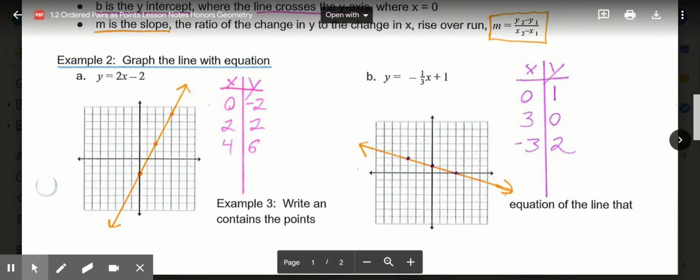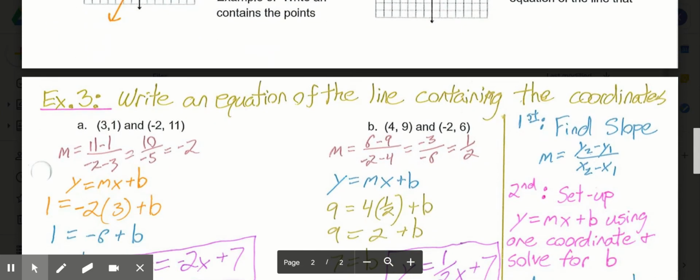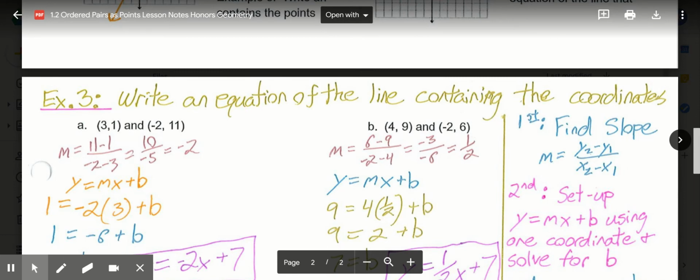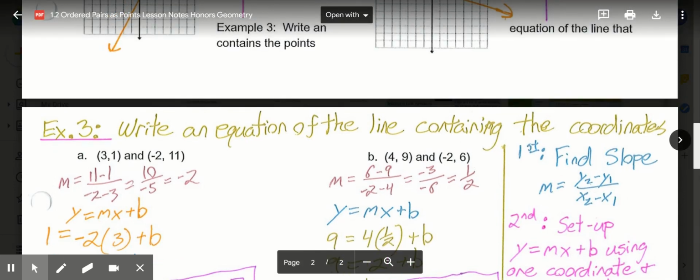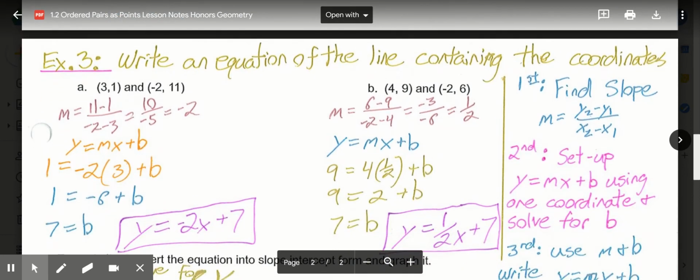Now, example 3, I apologize, it misprinted on the 2 pages, but example 3, which is actually on our next page here, says write an equation of the line containing the following points. In A, they give us the coordinates 3, 1, and negative 2, 11.